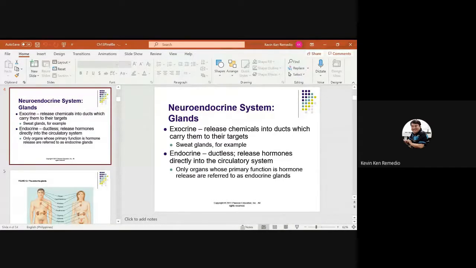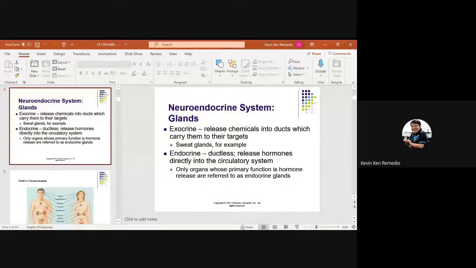So the exocrine gland has ducts that will carry the hormones to the different targets. Example, sweat glands. Okay? The endocrine glands are the ductless glands. They don't have ducts, no tubules. They release the hormones directly into our circulatory system.